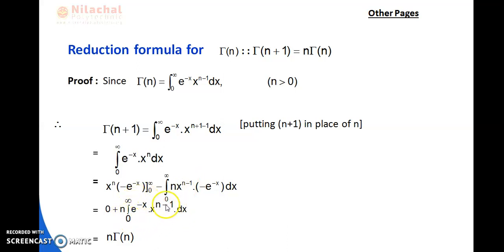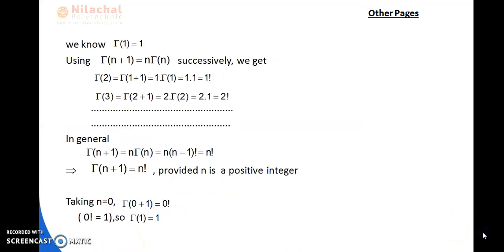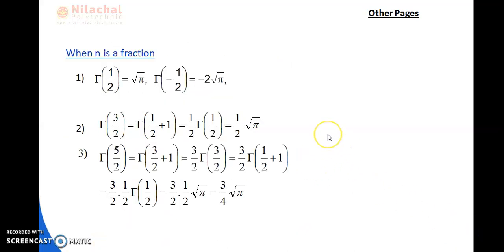Now you can see this term is equal to the formula of gamma of n. That's why it equals n into gamma n. That means we can prove that gamma of n plus 1 equals n gamma n. Clear? So then by using this reduction formula, we can obtain different values of gamma.